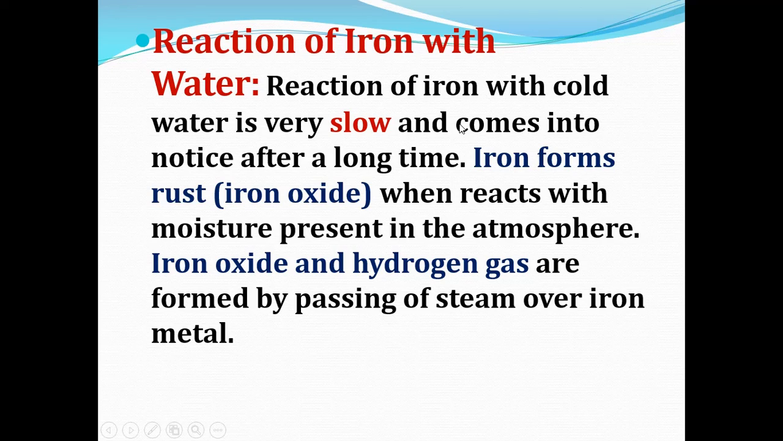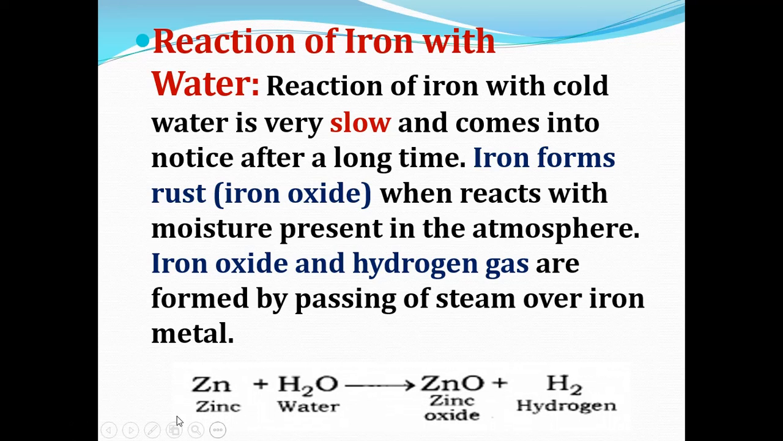Iron oxide and hydrogen gas are formed when we pass steam over iron metal. With cold water, the reaction of iron is very slow, but when we pass steam over iron, it forms iron oxide and hydrogen gas. So here is the equation: zinc plus water gives zinc oxide plus hydrogen, Zn plus H2O gives ZnO plus H2.